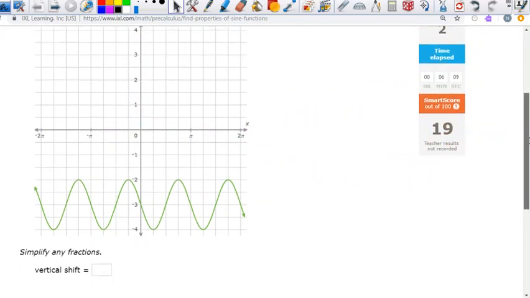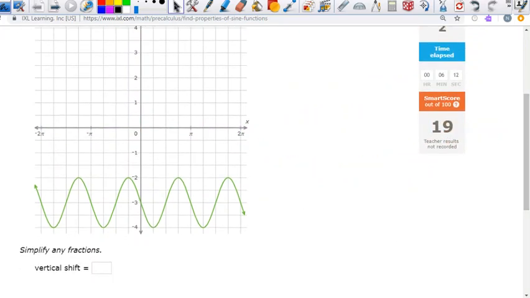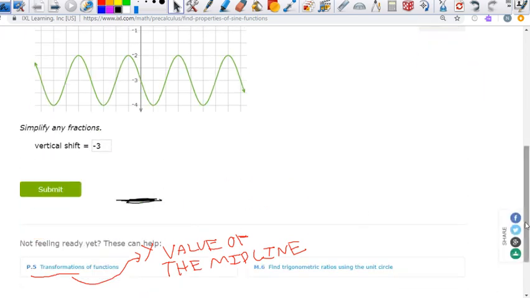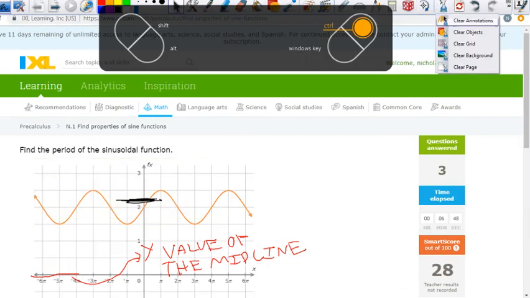We need to find the vertical shift. Now the vertical shift is just going to be equal to the y value of the midline. All right, so the vertical shift here, you can see visually, the midline is at negative 3. So our vertical shift is negative 3.